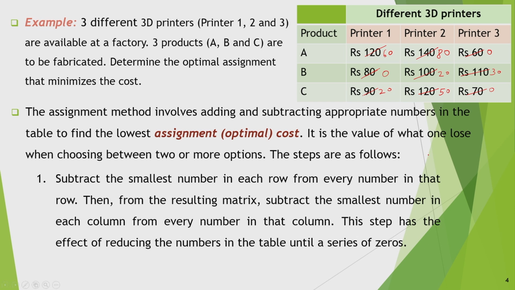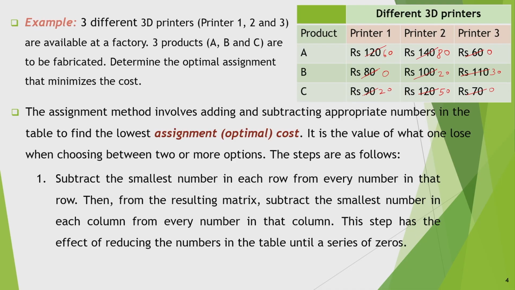And then we will do column wise also. Suppose column wise 60, 0, 20, so here anyway the minimum value is 0, no problem. Here also this is 0, but here 20 is there, so 20 will be subtracted from 80, 50 and 20 also. So we will do this thing column wise also. Anyway, let us first read this. Subtract the smallest number in each row from every number in that row. I have already done that. Then from the resulting matrix, subtract the smallest number in each column from every number in that column.